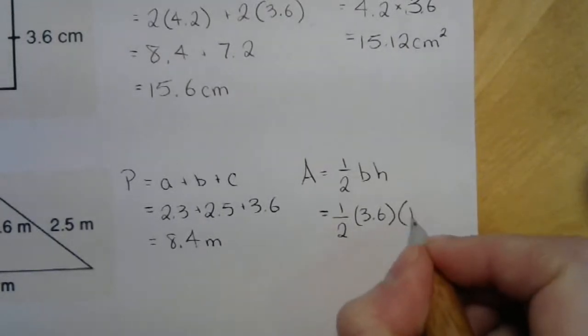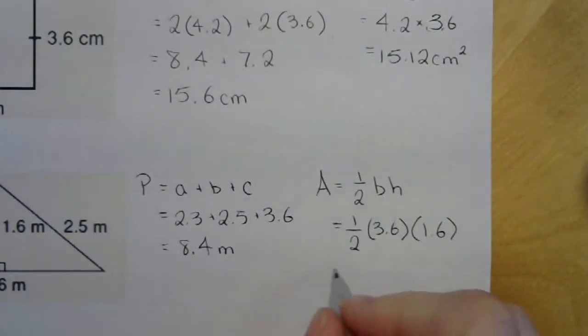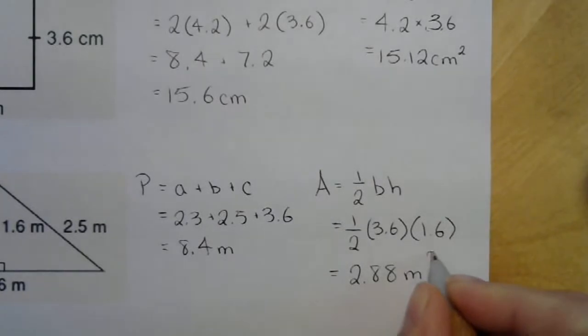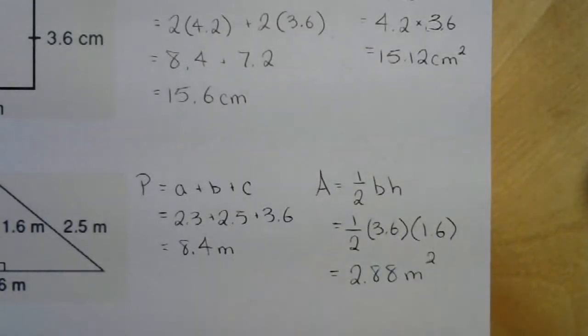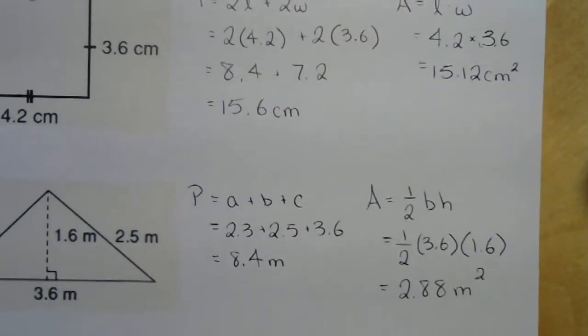And then our height is 1.6. If we calculate that, we get 2.88, and the units for area, we multiplied 2 meters together, so we have meters squared. Not too bad so far.